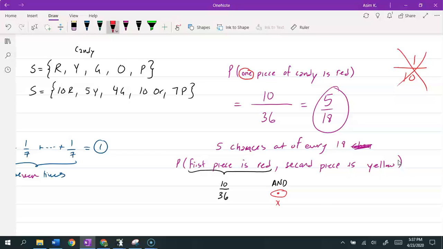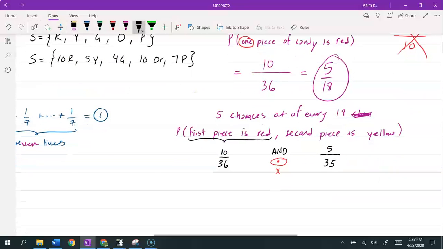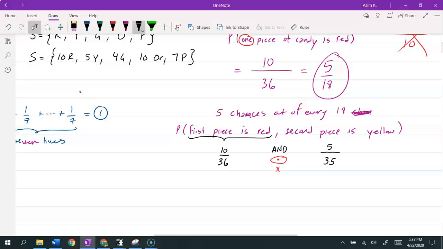So when you say you want the second piece to be yellow, first realize that you already took one piece of candy out of the bag. So now you only have 35 pieces of candy. But my question to you is, how many of those pieces of candy are yellow? 5 of them are yellow, right? So 5 out of 35. So really what this problem becomes is 10 over 36 multiplied by 5 over 35.